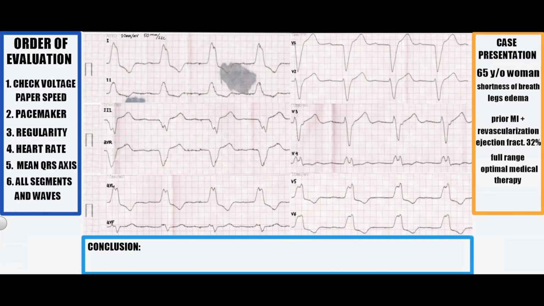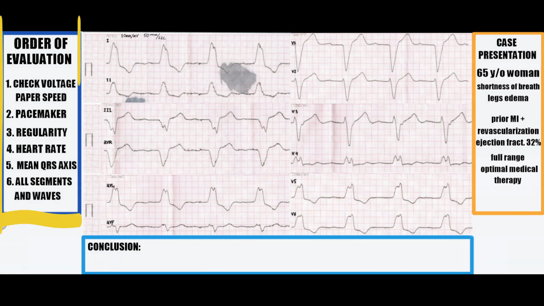This is an ECG of a 65-year-old woman with shortness of breath and leg edema. She had a prior myocardial infarction with successful revascularization. Now her ejection fraction is 32%. The patient obtained the full range of optimal medical therapy. I have a question about this case at the end of this video, so keep watching until the end.